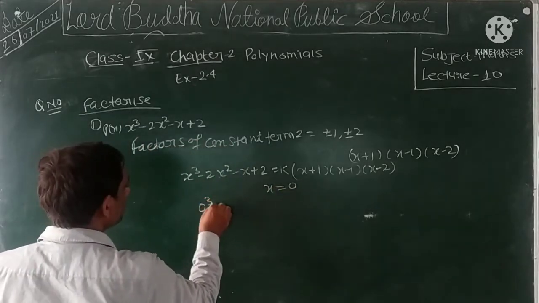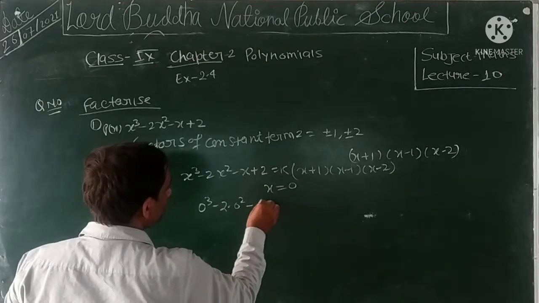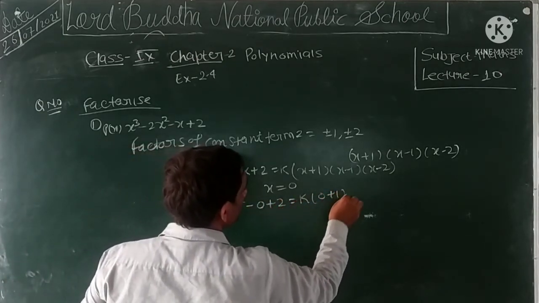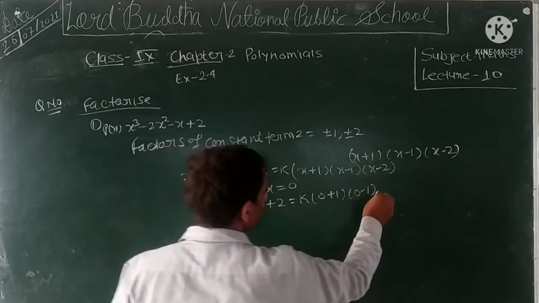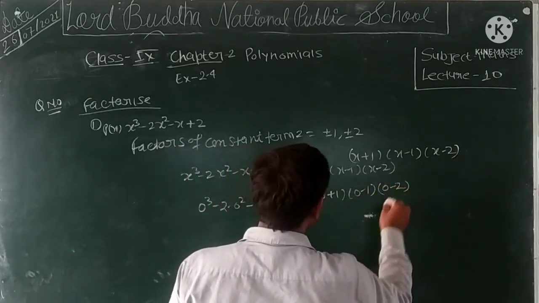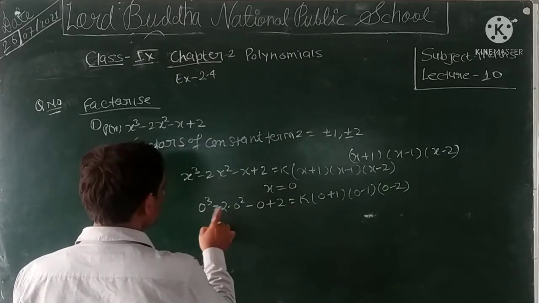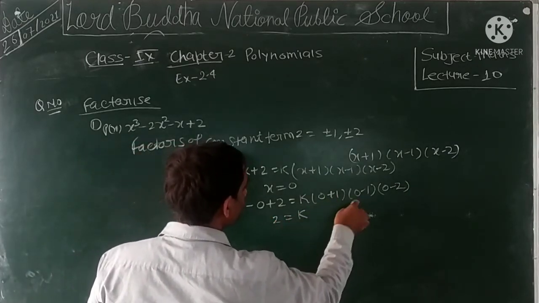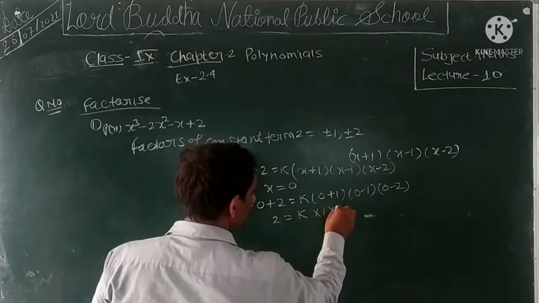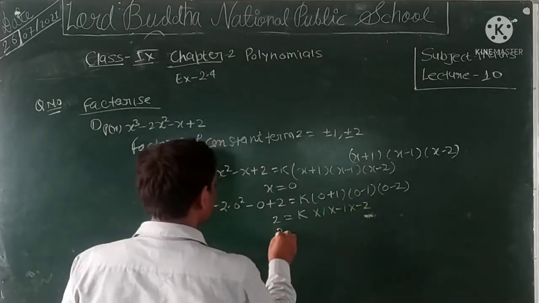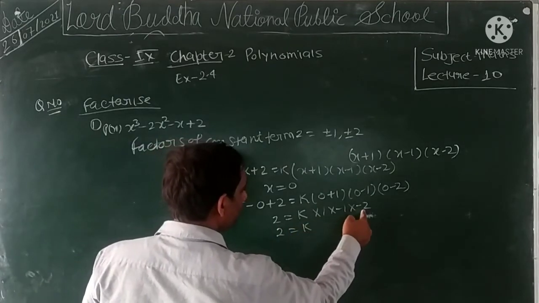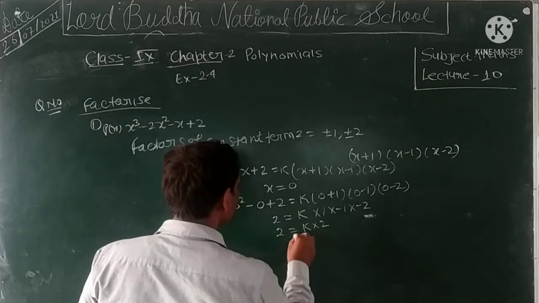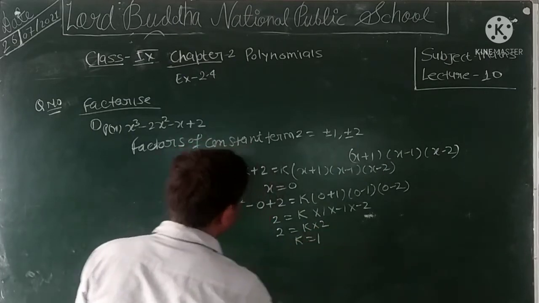Now 0 cube minus 2 times 0 square minus 0 plus 2 equal to k times (0 plus 1)(0 minus 1)(0 minus 2). Here 2 equal to k times 1 into minus 1 into minus 2. So 2 equal to 2k, which means k equal to 1.